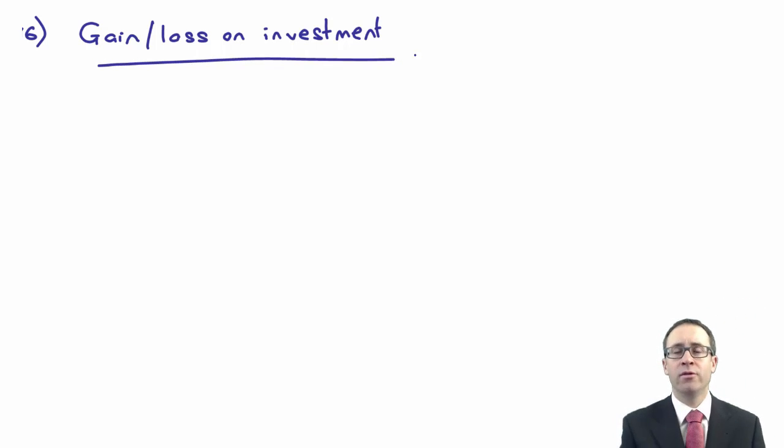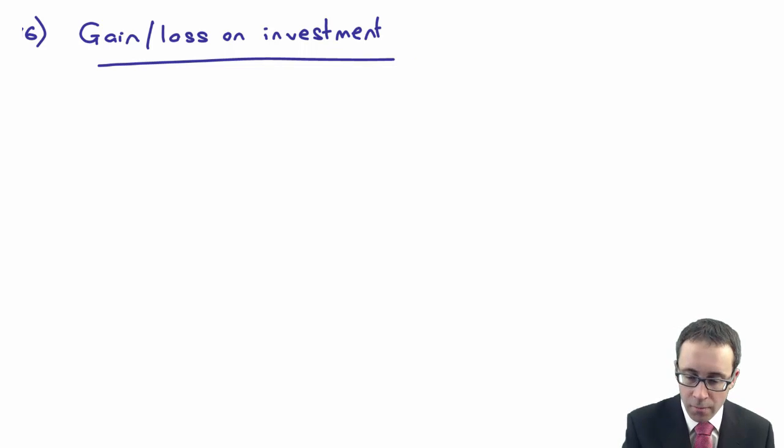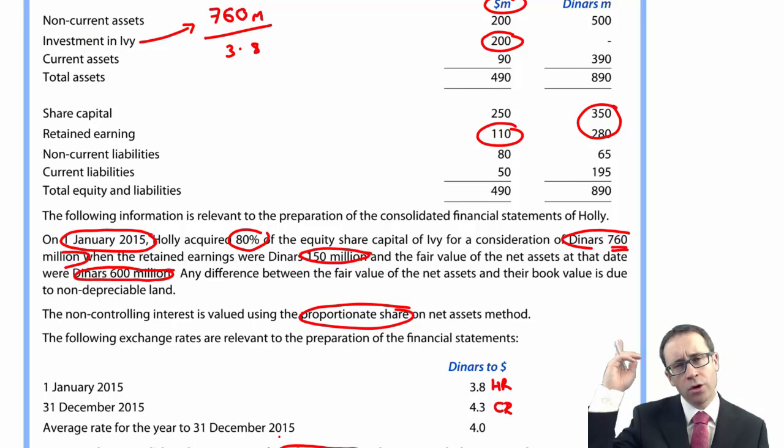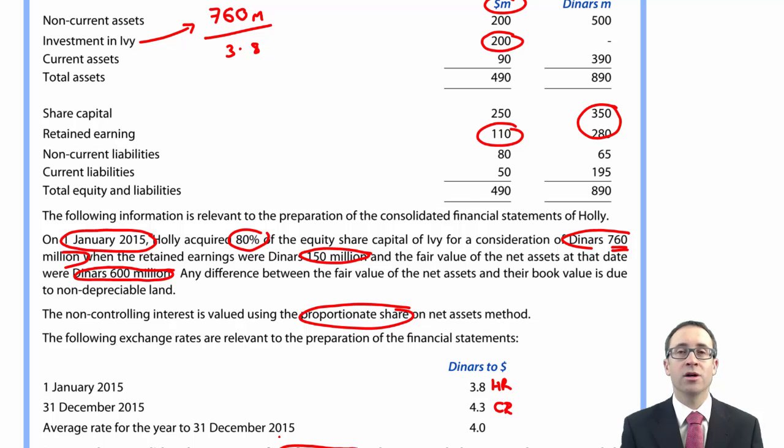Because what's happened, if we go back and look at the financial statements, is the $200 million right at the very top there. When Holly purchased the shares in Ivy, it recorded it at the historic rate, and then did not retranslate it because it's a non-monetary item. So in the individual accounts of Holly, everything's been done fine. But the issue is that we're looking at the group accounts, aren't we?